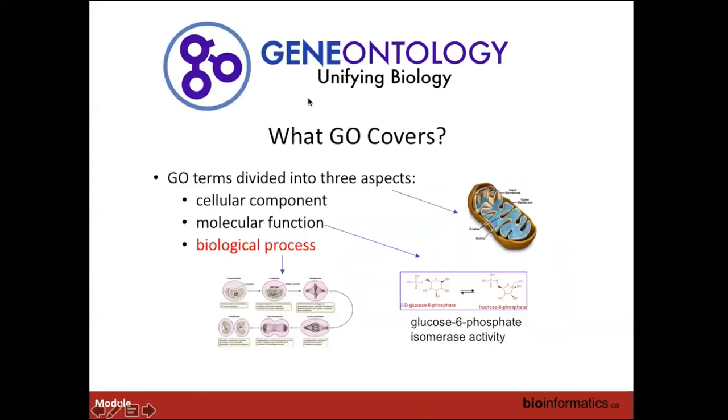One of the largest databases is the Gene Ontology, or GO. GO is divided into three categories: cellular component, molecular function, and biological process. When we do pathway enrichment analysis, we are more interested in the third one, the biological process. We can see here, for example, the different stages of cell division.